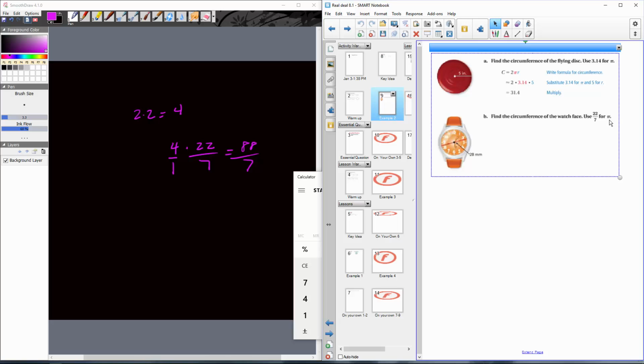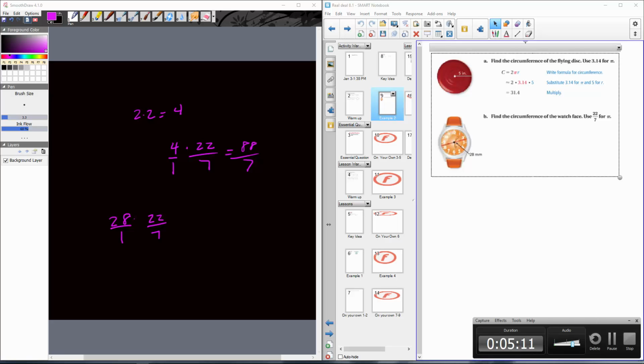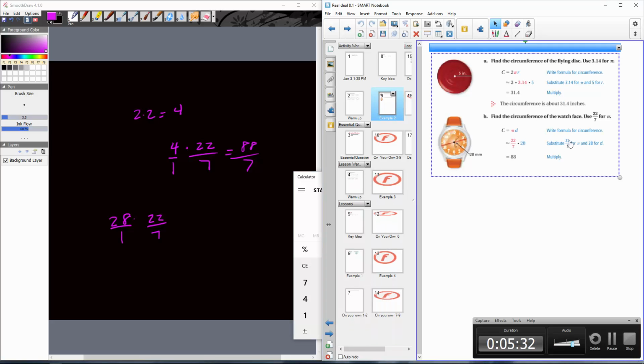This one here, I'm going to use the 22 sevenths. I have my whole distance across is 28. So I'll take 28 times 22 over 7. And if we take 22 over 7, just so we know what this is, I get really close to pi, right? 3.142857. So it's very close to pi. So I'm going to take 28 times 22 divided by 7. I get 88 here. And that's my answer.